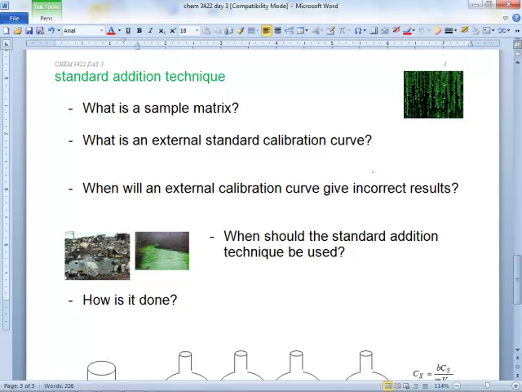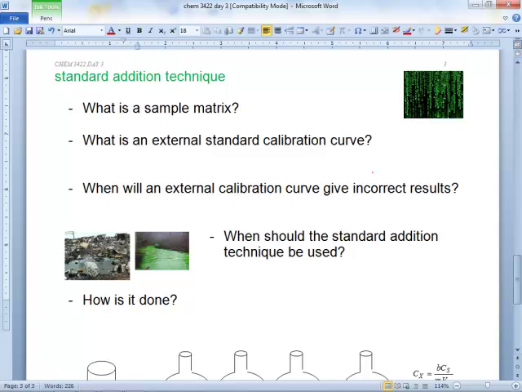Okay. So what is an external standard calibration curve? That's everything we've been talking about so far. You exactly reproduce the matrix in these things because it's just water in the first place. Really easy to do. Will an external standard calibration curve give incorrect results in something like this where you can't reproduce the matrix? You bet. I mean, odds are, you're not sure. You might get it right, but you don't know, right?